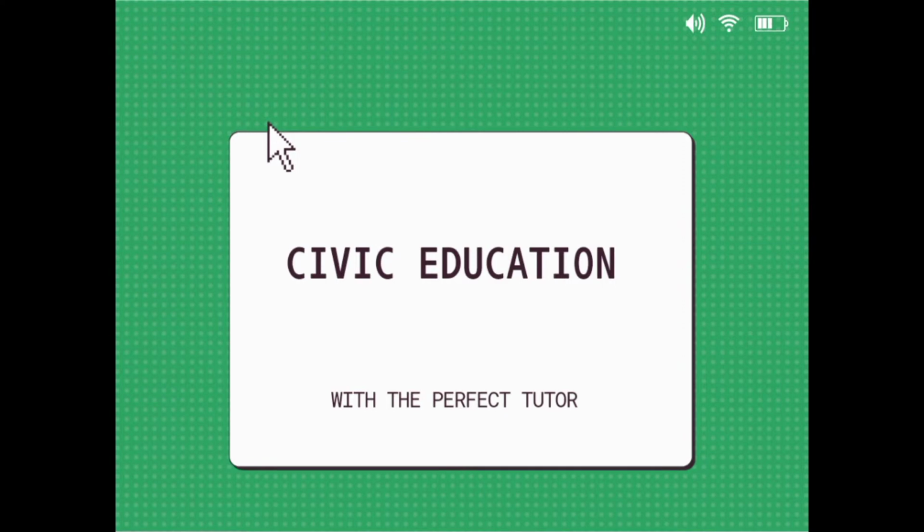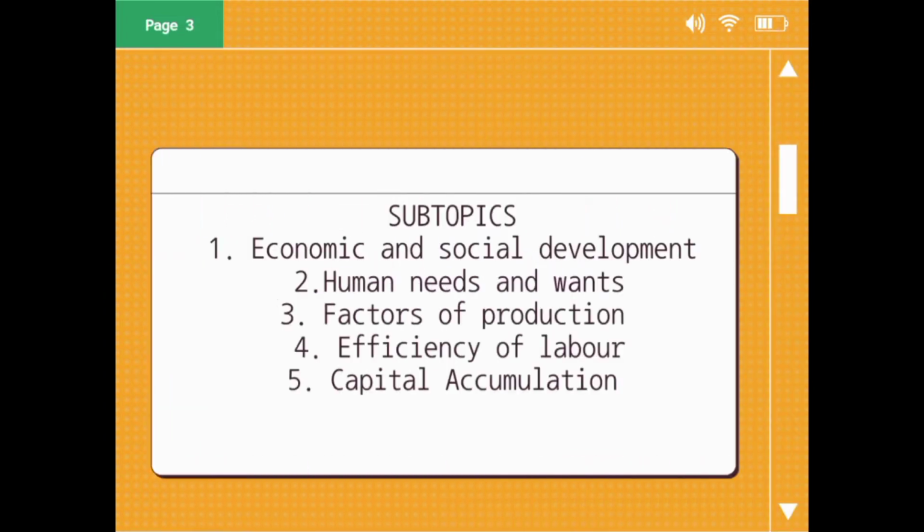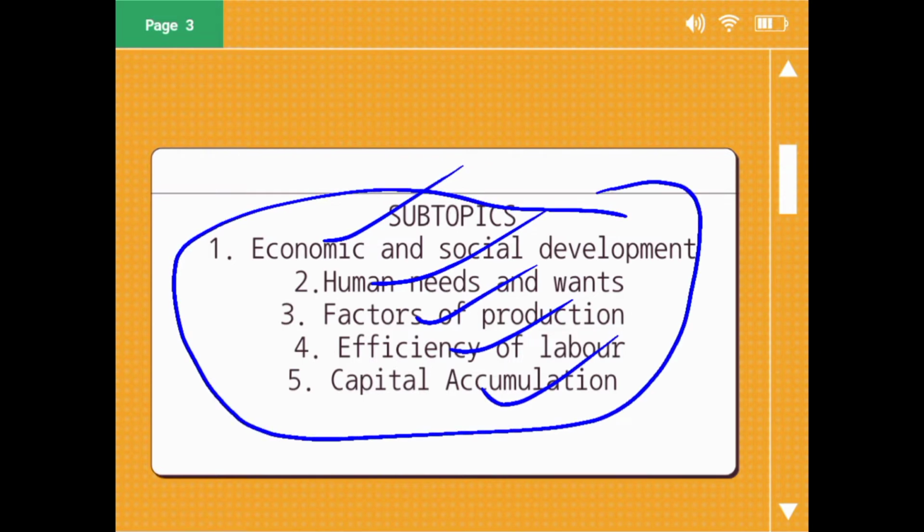Gilbert CJ here. We are looking at a very interesting topic in civic education, and that is economic and social development. The subtopics that we're going to look at are economic and social development, human needs and wants, factors of production, efficiency of labor, and capital accumulation. These are the things that we're going to look at in our video.